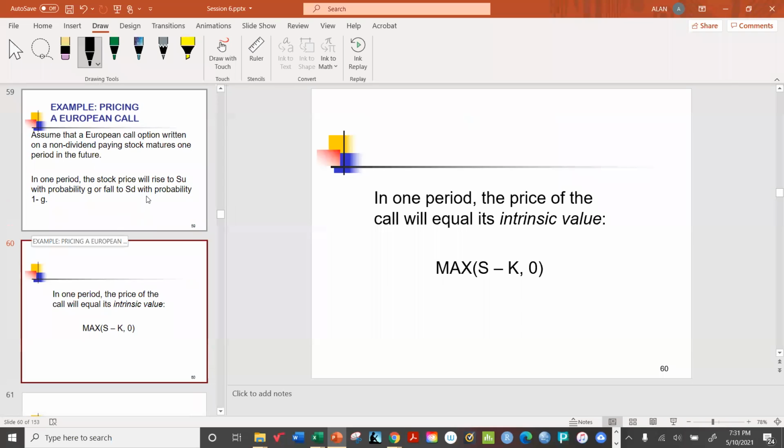Since the option matures in one period, in one time step, it'll be worth the payoff, or in other words, the intrinsic value. So here we're looking at payoffs. On the maturity date, the option's value will equal its payoff, which could be 0, but it can't be negative.